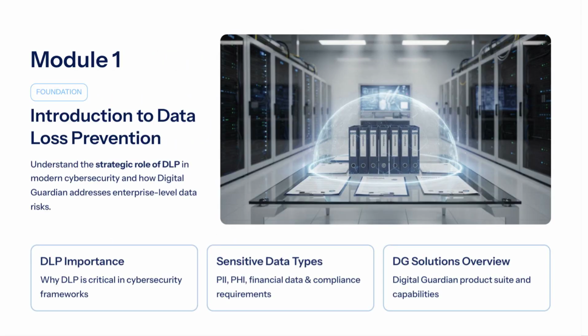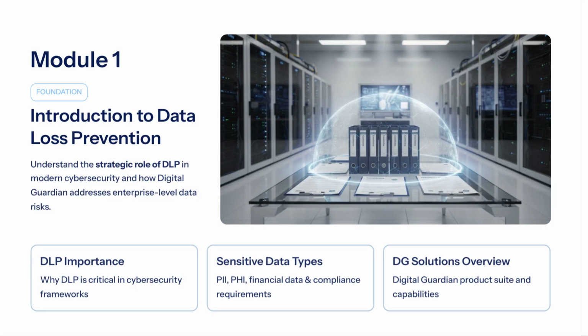The importance of data loss prevention cannot be overstated in today's digital landscape. Sensitive information, such as personal identifiable information, protected health information, and financial data, are critical assets that need to be safeguarded. In this module, we will delve into the world of data loss prevention and explore its strategic role in modern cybersecurity. We will examine how Digital Guardian addresses enterprise-level data risks and provide an overview of the key components of DLP. Understanding why DLP is critical in cybersecurity is essential for any organization looking to protect its sensitive data.